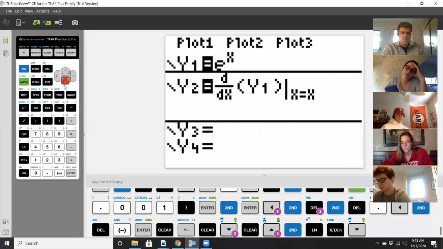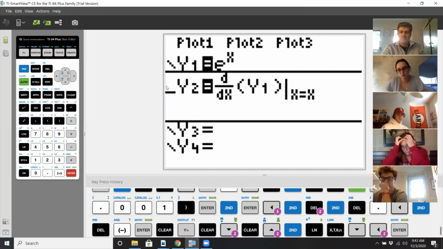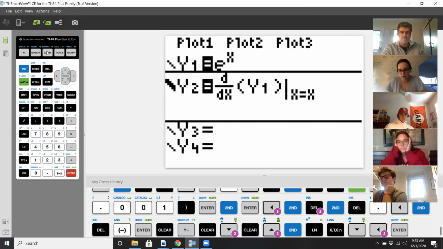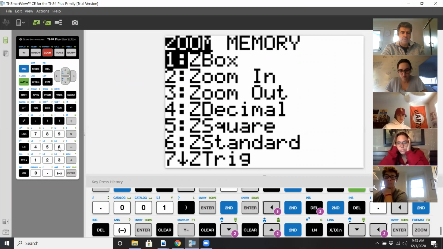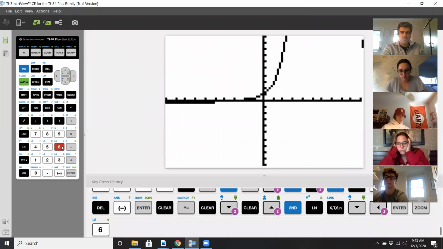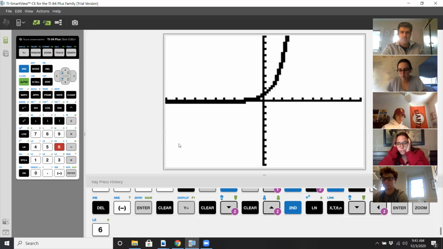So to make it darker, you just go to the left, and you just hit enter, and you see that makes it a thicker line. And I'm going to graph this under the standard window. Excuse me. And notice how the derivative just traced the original.